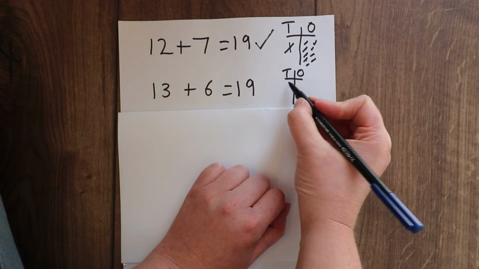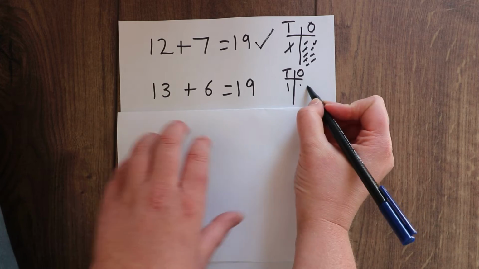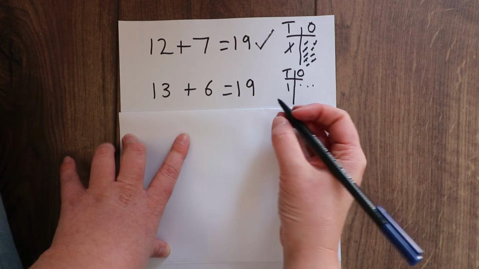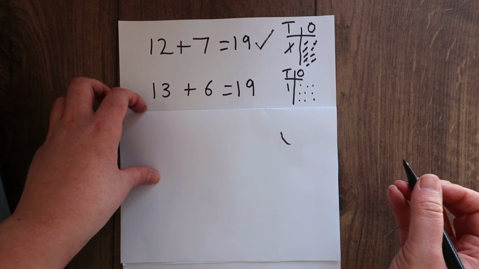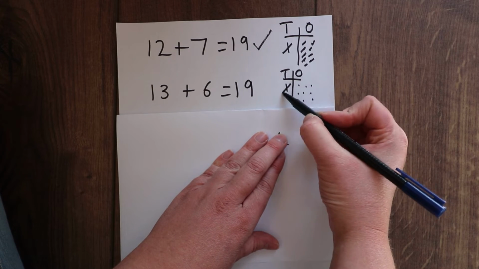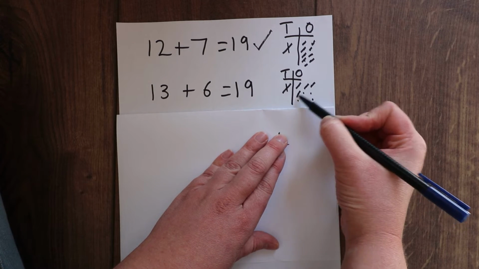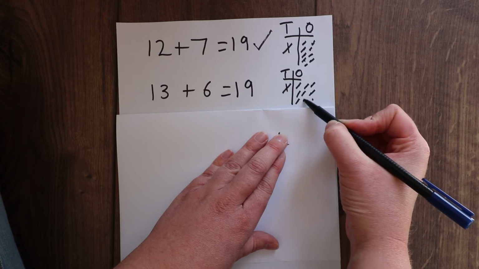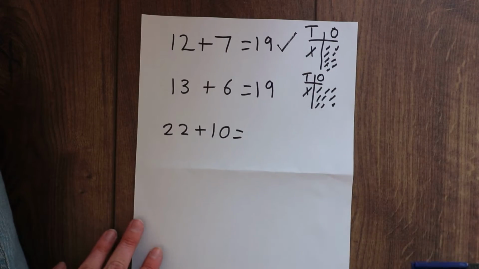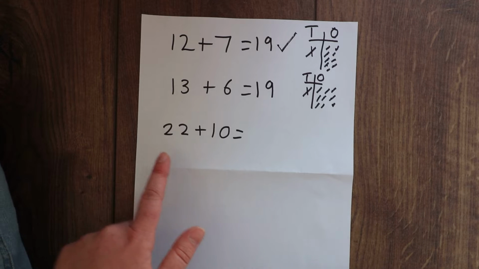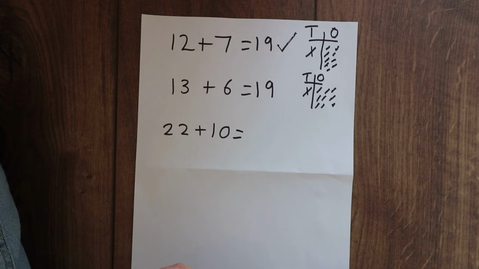Okay, so I've got one 10 and three ones plus six ones. 1, 2, 3, 4, 5, 6. Fantastic. Let's count. 10, 11, 12, 13, 14, 15, 16, 17, 18, 19. Well done. Okay, the last question is, big tricky one, this one. 22 plus 10. Pause the video.